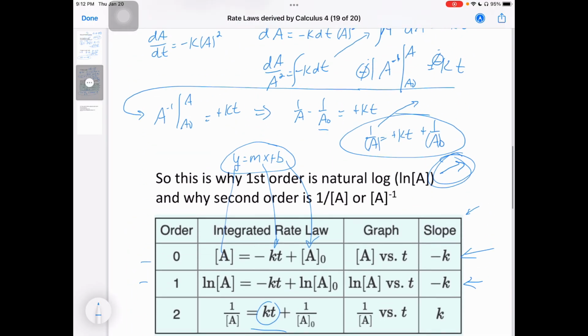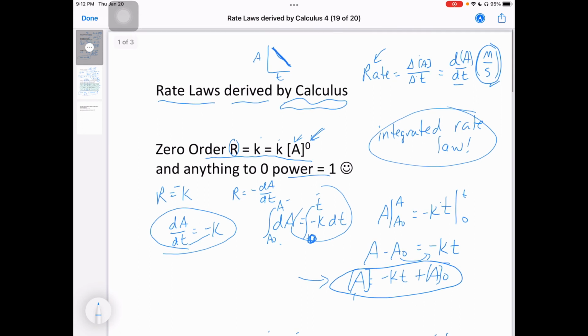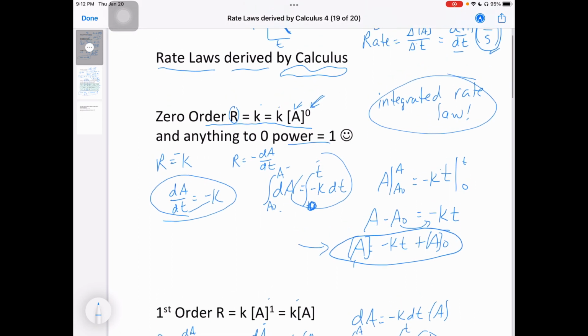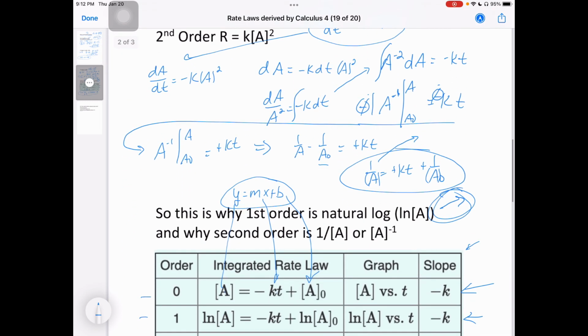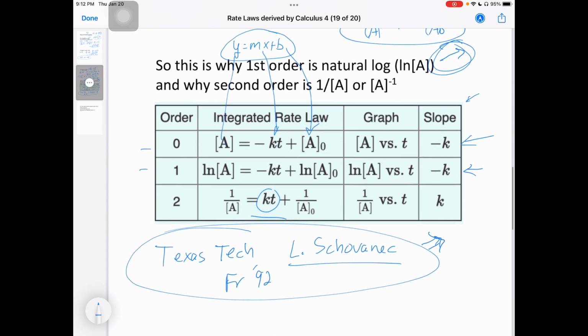So that, my friends, is what we do with calculus to derive the zero, first, and second order rate laws. Maybe not as neat as a lot of people, but I think it's organic. So I kind of like that.